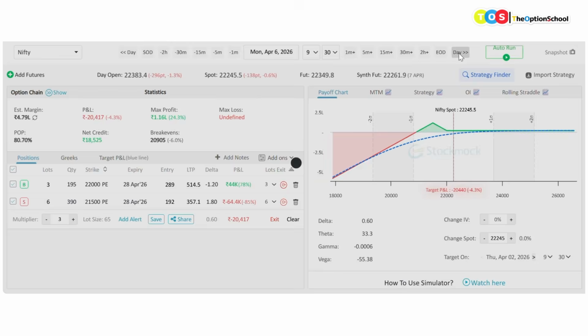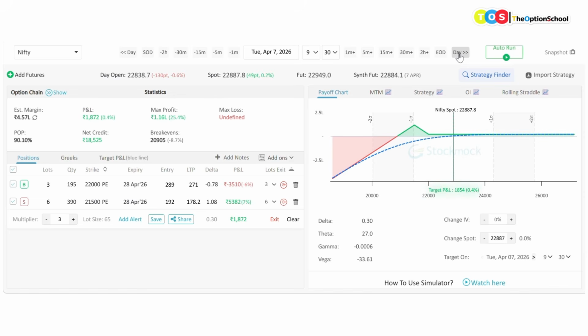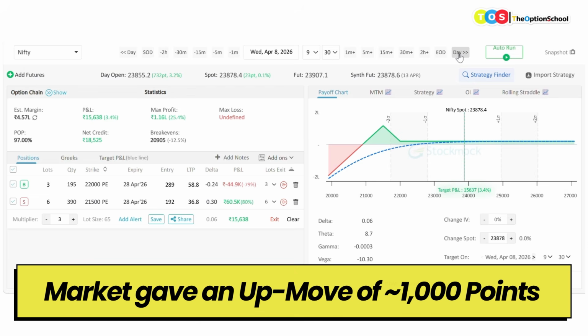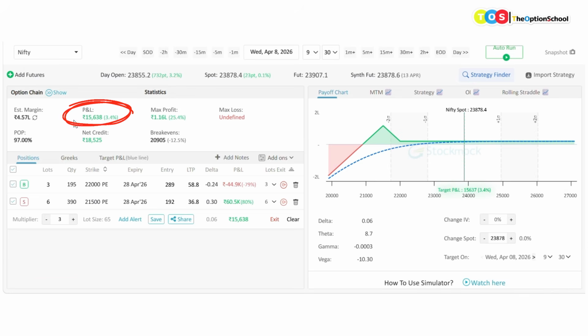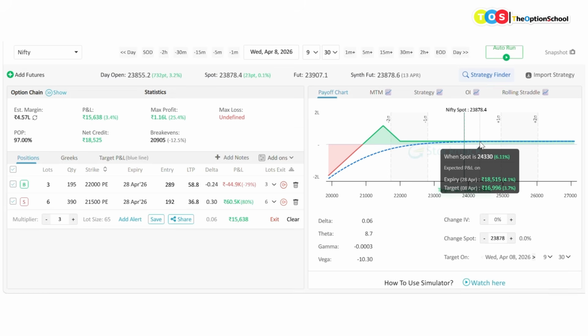So let's move to the next day. The market has moved up. The trade is somewhat in a small loss, which is okay. Next day, the market has really moved up and maybe VIX might have reduced, so we are getting a small profit in this trade. Next day, the market has suddenly moved up by almost 1000 points, and the trade is giving me a solid 15,000 rupees. The maximum it can give me is 18,515 rupees if the market stays on this horizontal line on the upside. Already it is giving me 15,638 rupees.